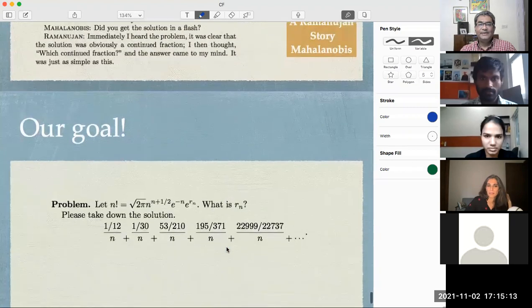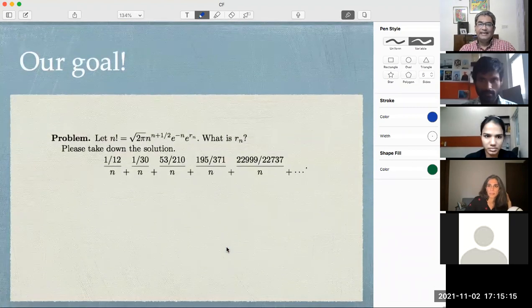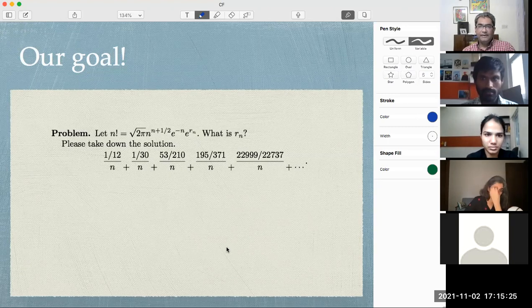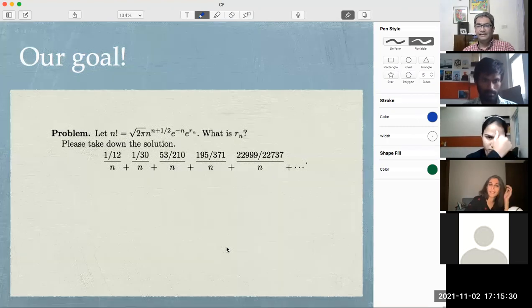And so what is our goal? Our goal is to say, this is the problem set by Stirling in 1730. Let n factorial be square root of 2 pi n raised to n plus 1/2, times e raised to minus n, times e raised to r_n. What is r_n? And then we asked ourselves, the answer is a continued fraction. So which continued fraction? We gave an algorithm for which continued fraction. So you can take down the solution. It's 1/(12n plus 1/(30n plus ...)) and so on.